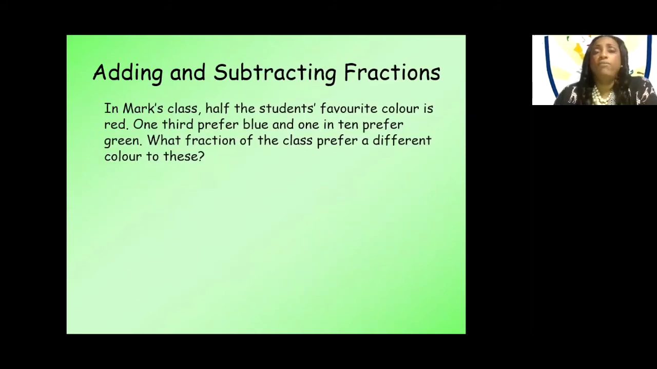I have another one for you. Another worded problem. In Mark's class, half the students' favorite color is red, 1/3 prefer blue and 1/10 prefer green. What fraction of the class prefer a different color?